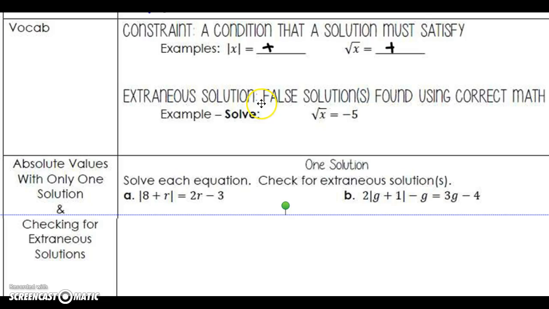What if we have an extraneous solution, meaning a false solution found using correct math? Well, we actually do it correctly, but it's not really the correct solution. That happens, and that's called an extraneous solution. So for example, if we were to square this to solve for x, we'd square this side, and x would equal, well, negative 5 times negative 5, that's 25. But is the square root of 25 equal to negative 5? No. But we use the correct math, so it should work. But no, it didn't. So that would be called an extraneous solution.